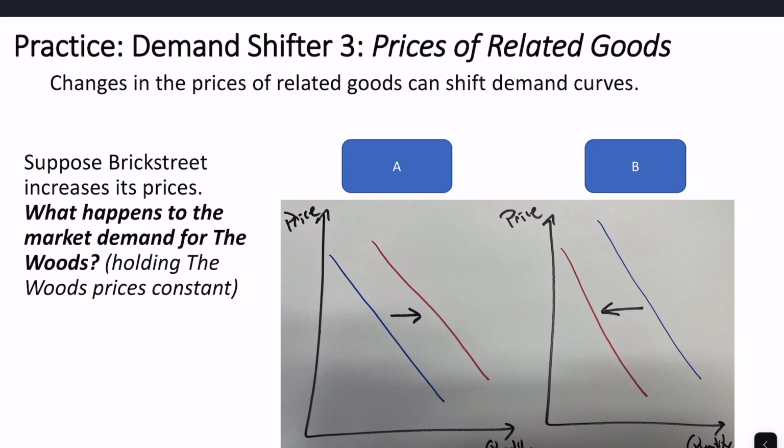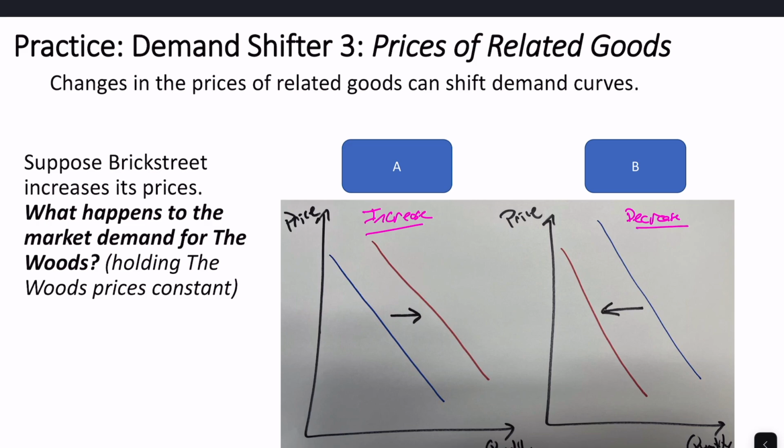Demand shifter 3 will be the prices of related goods. So the changes in prices of related goods can shift demand curves. So I have two graphs here, A and B. We have an increase in demand on the left and a decrease in demand on the right.